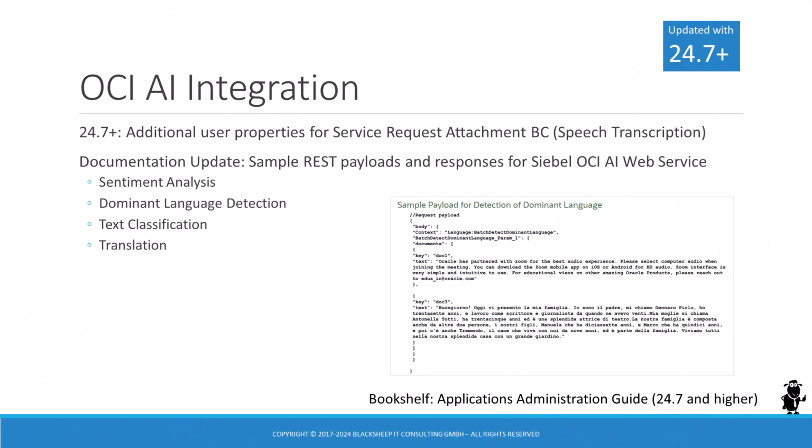Since 22.10, Siebel CRM provides 2 example use cases for integration with Oracle Artificial Intelligence services on Oracle Cloud Infrastructure. One of these use cases is the transcription of speech recordings into text for service request attachments. With 24.7, Oracle introduces additional user properties for the service request attachment business component. In addition, the application's administration guide has been updated with sample REST payloads and responses to the Siebel OCI AI web service. Siebel CRM 24.7 is a wrap.